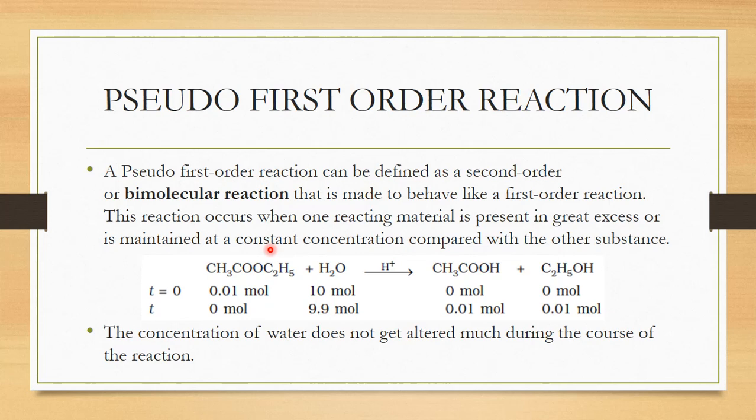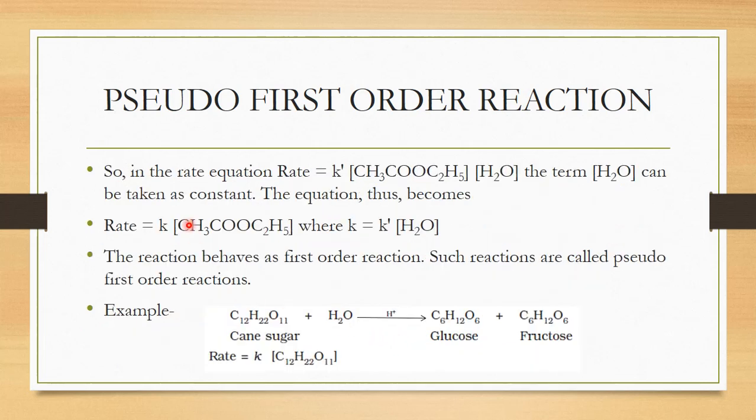For example, hydrolysis of esters. You can see initially you have taken 0.01 mole of ester and 10 moles of water. But after time t, ester is consumed fully, but 9.9 moles of water are left behind. So we can say concentration of water does not get altered much. So such reactions are called pseudo first order reactions.